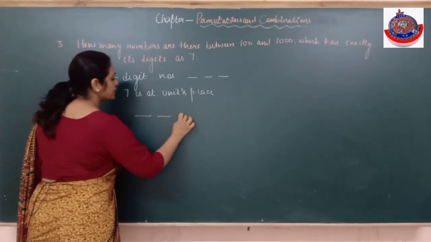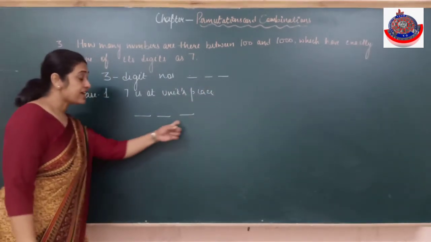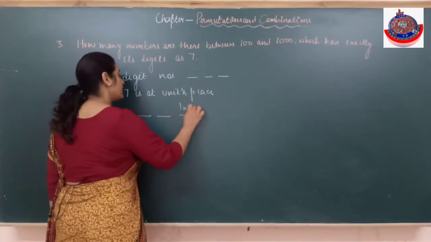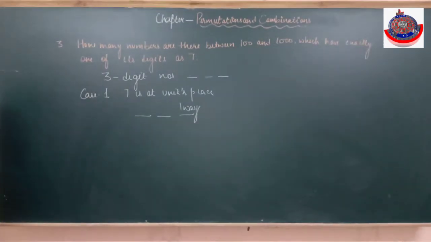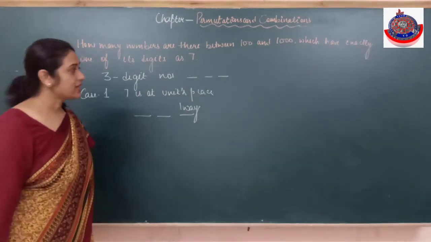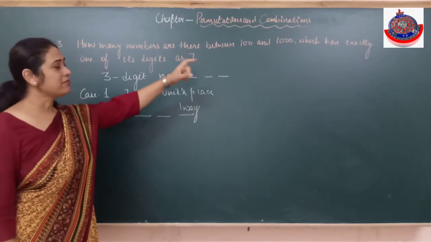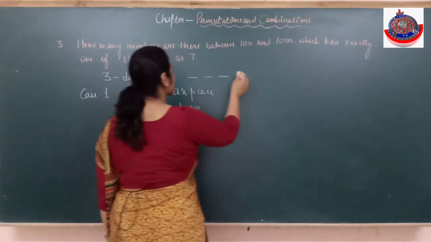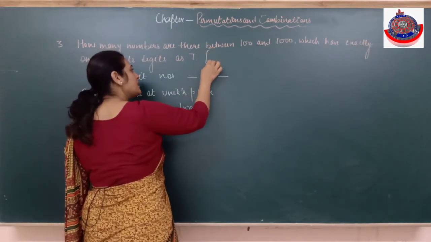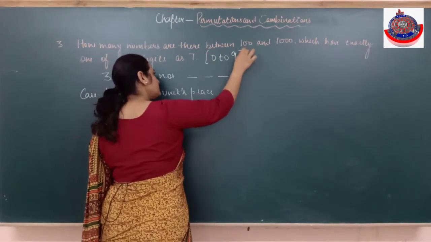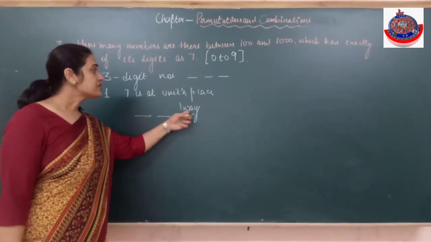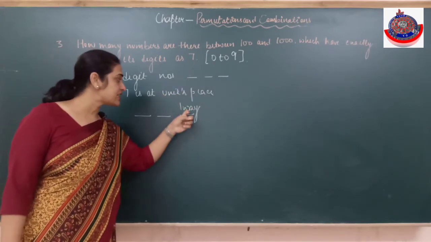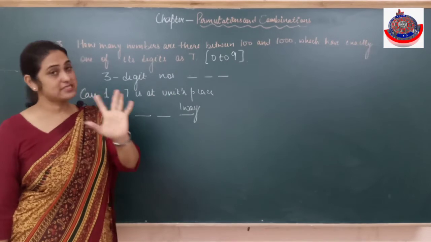That means blanks 1, 2 and 3 have to be filled. Now 7 is fixed on the unit place, so I have only one way of filling it. Is it clear? First of all, what is the choice? I have to frame 3-digit numbers, and no restriction is given to me. That means how many choices do I have? The digits are from 0 to 9, and we can take any number between 0 and 9. But 7 is on the unit place, so the unit place has a fixed value, that is 7.